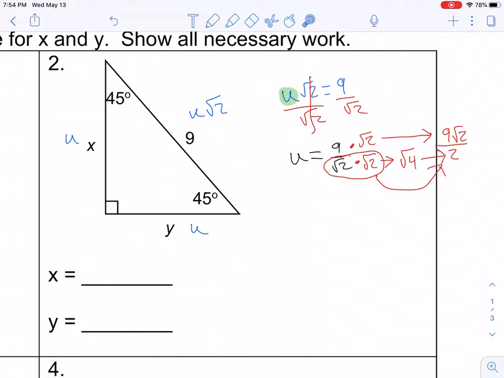We cannot reduce these 2's because one is inside the radical and one is not. So they are not like numbers. They're not the same number to reduce in the first place. So here's what we have.